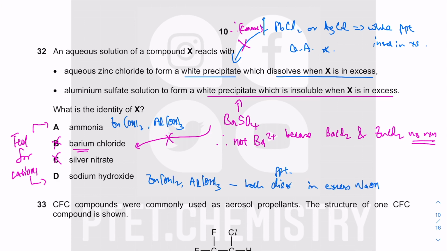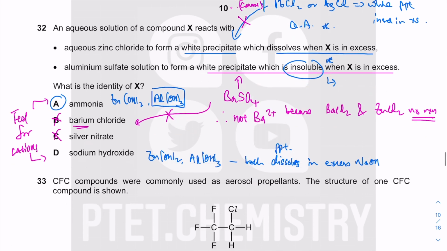So if both precipitates dissolve in excess sodium hydroxide, you're not going to be able to tell from just this test alone. So we have to look at the second one. The aluminium hydroxide does not dissolve when ammonia is in excess, but zinc hydroxide dissolves when ammonia is in excess. And this is insoluble in excess ammonia. Therefore, we are looking for this thing which is insoluble in excess of that. So 32 has to be option A as the answer.